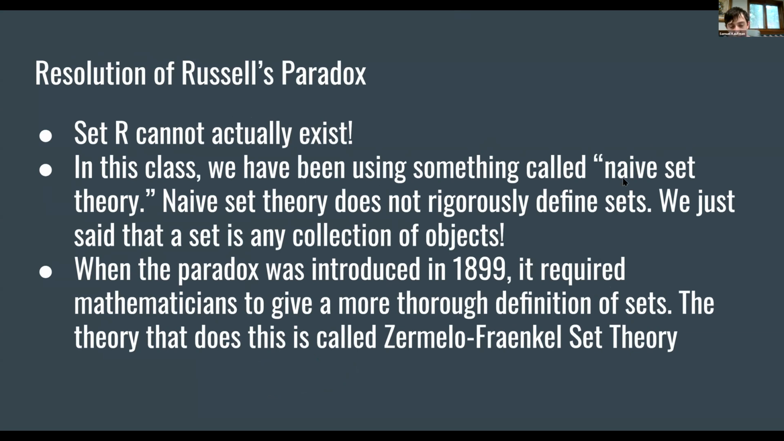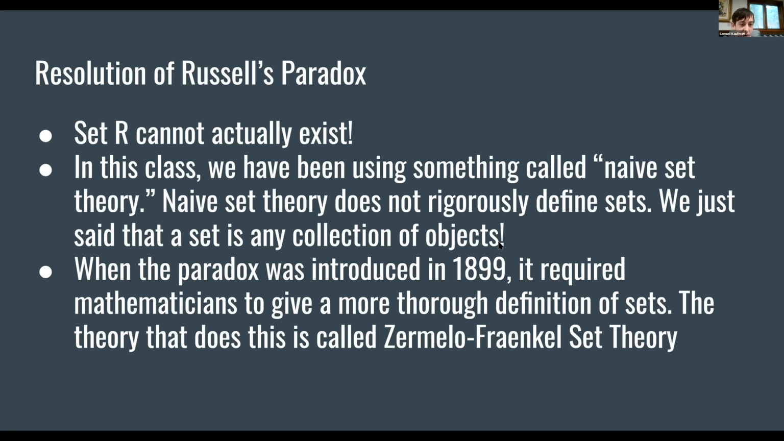So far in this class, and by this class I mean the past 6 weeks, we've been talking about something called naive set theory. Naive set theory is where we just say a set is any collection of objects. We didn't really define anything super well. I didn't say this is what a set is, this is what I'm allowed to do with it, this is what I'm not allowed to do with it.